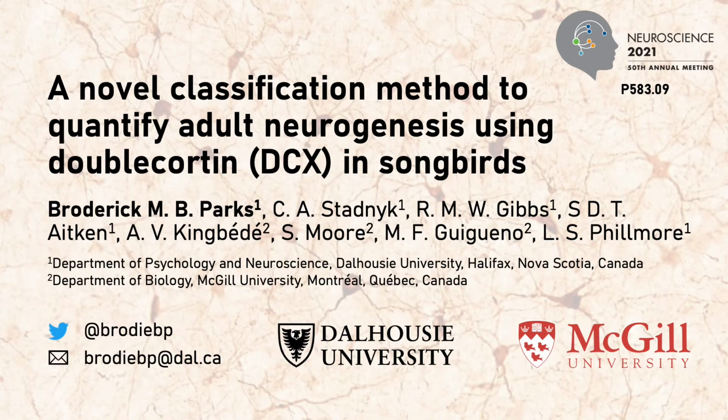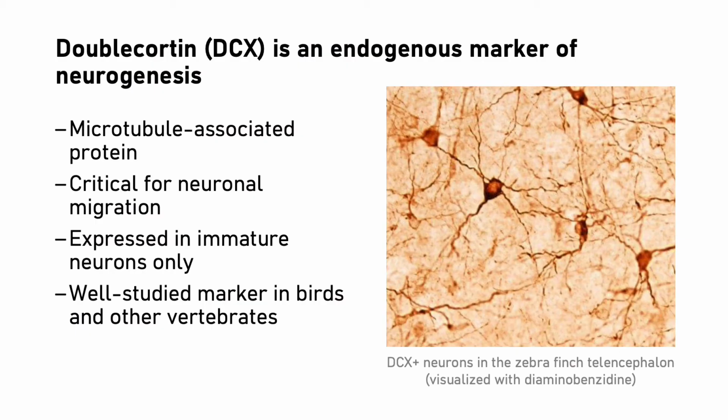Studying doublecortin in songbirds. New neurons in the songbird brain express the endogenous microtubule-associated protein doublecortin, or DCX. This protein is expressed in immature neurons only and is critical for neuronal migration. Doublecortin can be stained for using traditional immunohistochemical techniques to target new neurons, and this technique has been widely adopted to study neurogenesis in birds as well as in other vertebrates.